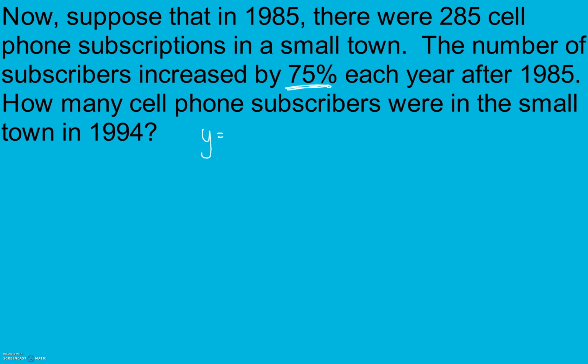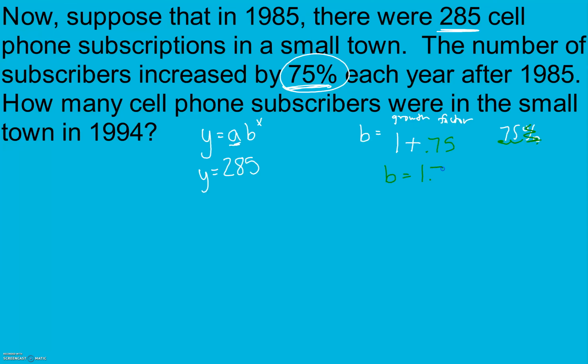Here, our original amount was 285. And my b factor, or my growth factor, I take 1 plus my rate of change as a decimal. And 75%, I get rid of my percent sign, and move the decimal, 0.75. So my growth factor is going to be 1.75. So times 1.75, and here I raise that to the x power. And this is the function that I'm going to use.